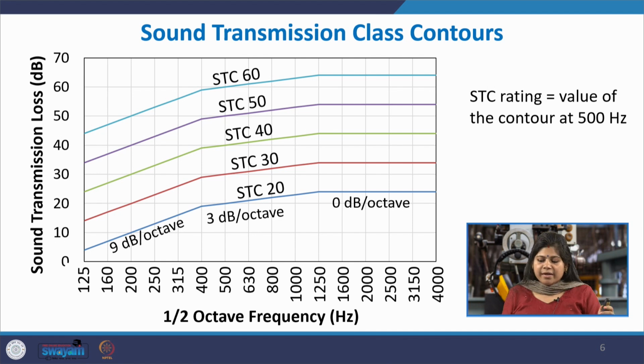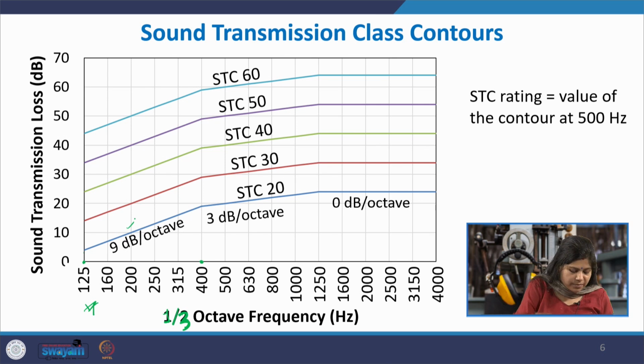Here, every curve has a standard shape. This is in the 1/3 octave spectrum, sorry, just a small correction, please note this is the 1/3 octave spectrum. Starting from the middle frequency of 125 Hertz to about 400 Hertz, the curve follows a slope of 9 decibels per octave, a straight line with a slope of 9 decibels per octave in this region.